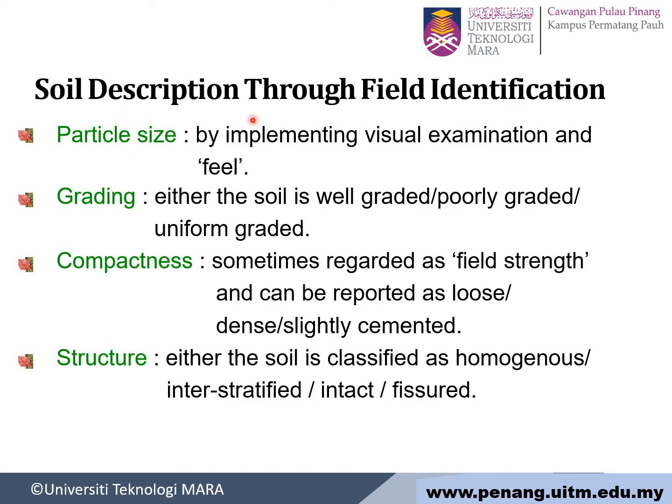Okay, now we go for the soil description through field identification. First is particle size, by implementing visual examination and field grading. Either the soil is well graded, poorly graded, uniformly graded, gap graded, and so on. Compactness, sometimes regarded as field strength, can be reported as loose, dense, or slightly cemented. And structure, either the soil is classified as homogeneous, interstratified, intact, or fissured.